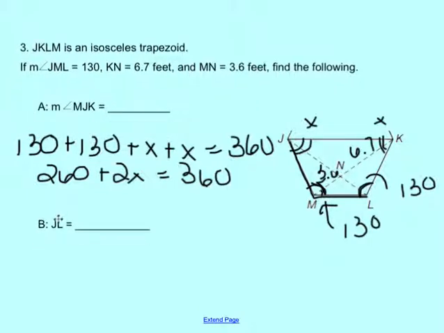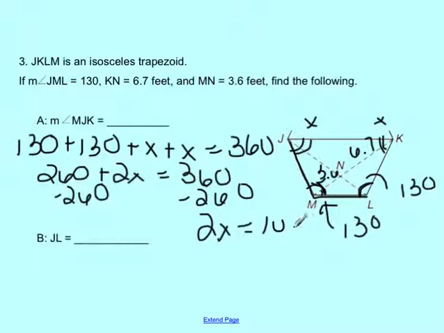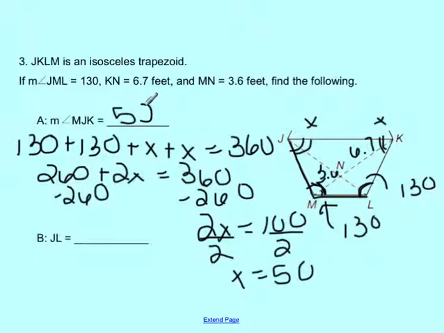Okay, so then I'm going to subtract 260 from both sides. And then just continuing over here, I get 2x is equal to 360 minus 260, which is going to be 100. Divide both sides by 2, and I end up with x is equal to 50. So each of those angle measures for our base on top is 50 degrees.